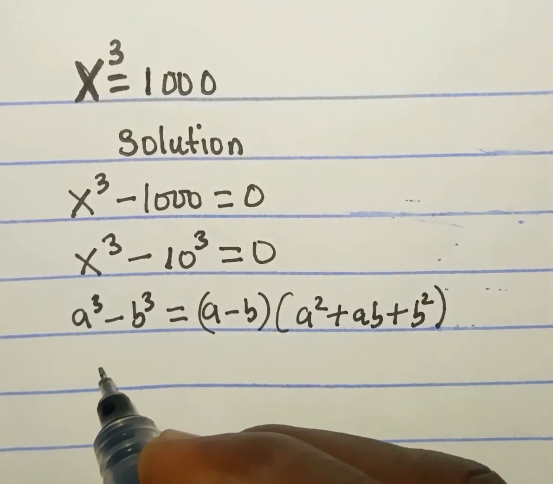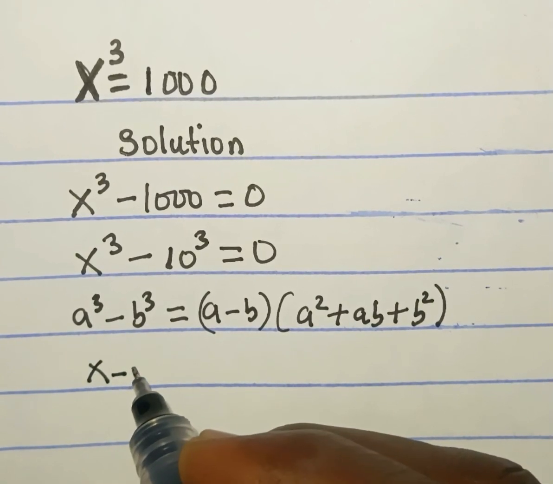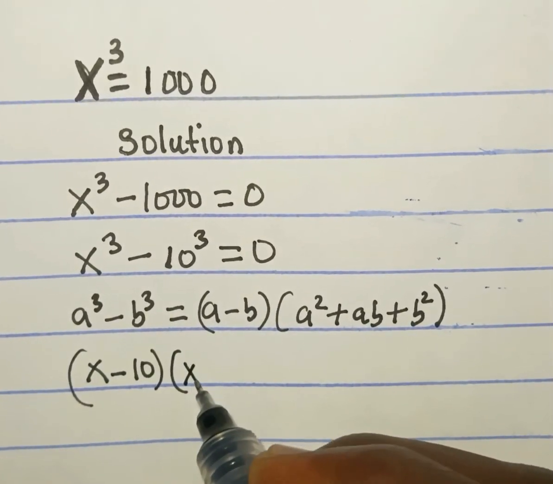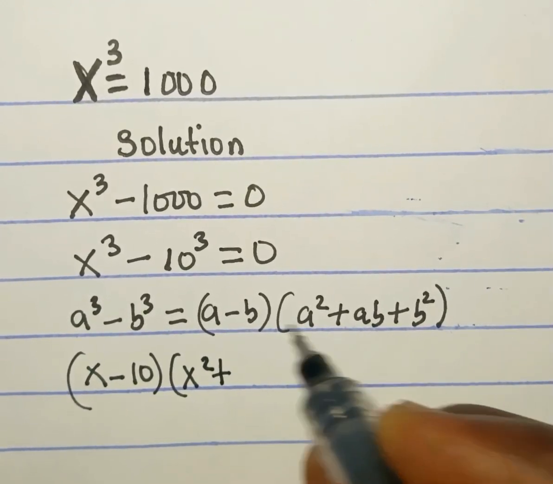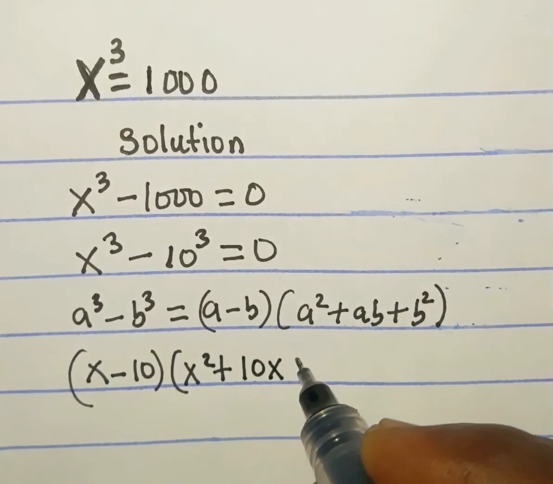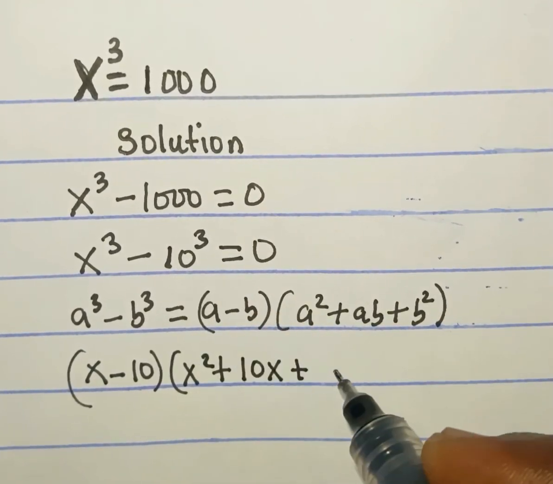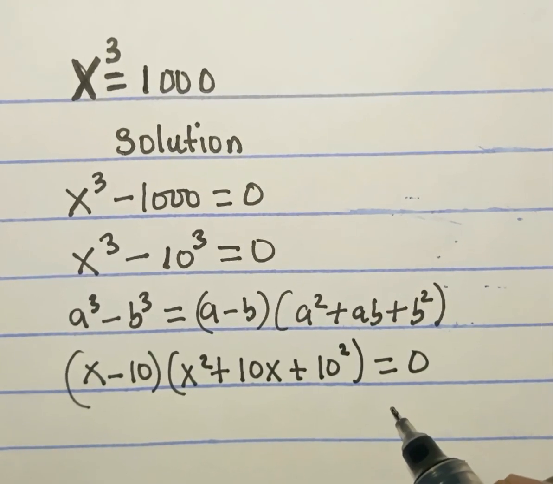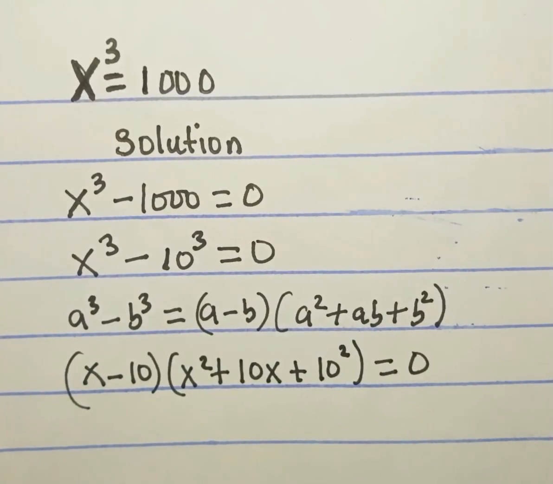To write it in this form, we take a as x and we take b as 10. So we're going to have x minus 10, then multiplied by a square, which is going to be x square, plus ab, which is 10 multiplied by x, giving us 10x, then plus b square, which is going to be 10 square. Everything will be equal to 0. Now I'm going to simplify further.